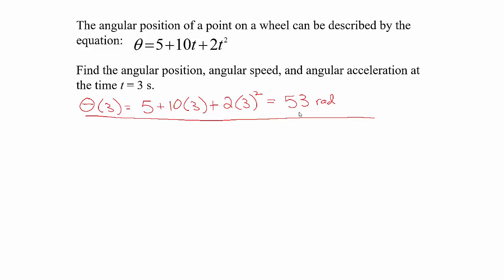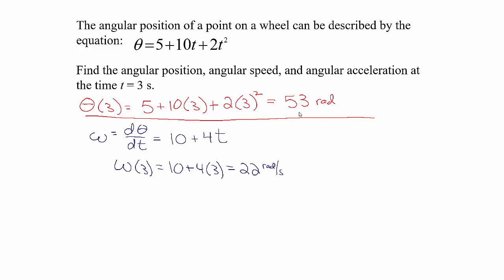Again, this is like when we had an x of t equation, where we were asked what is the position of the object at a certain time. The angular speed is the derivative of the angular position with respect to time. Omega is d theta dt. Taking the derivative, the derivative of 5 is 0. The derivative of 10t is 10. The derivative of 2t squared is 4t. So omega of t is 10 plus 4t. That would give us the angular speed at any time. If we want it at 3 seconds, we substitute in 3 seconds for t. So we have 10 plus 4 times 3, or 22 radians per second.